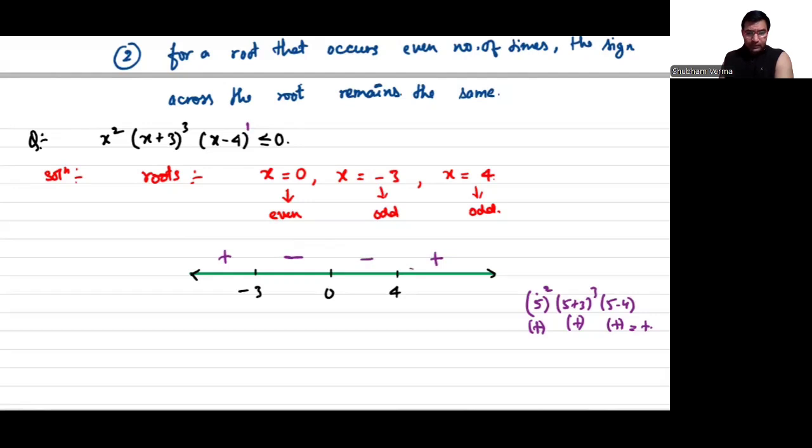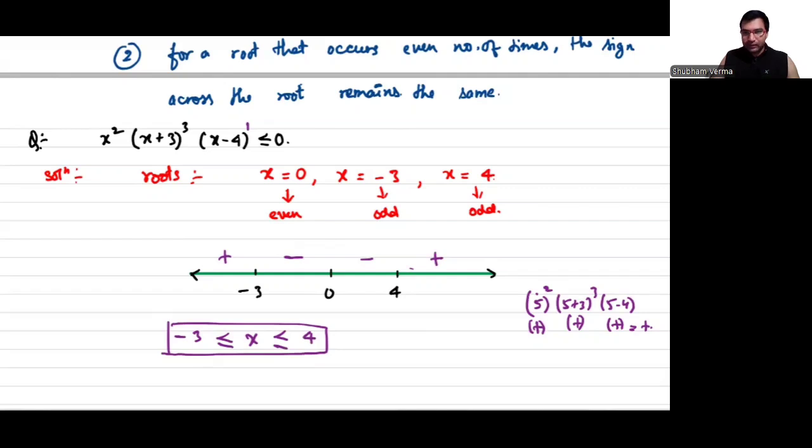At 0, is it defined? Yes, it is defined at 0 as well. So my answer should finally be x greater than or equal to minus 3. It should be negative, right? And less than or equal to 4, obviously. Getting it? If the equal to sign would not be there, then how would you write the answer? X is greater than, yes, if equal to is not there.